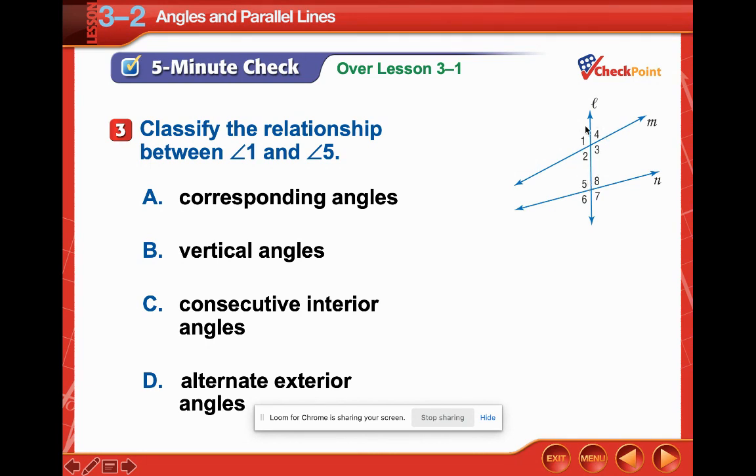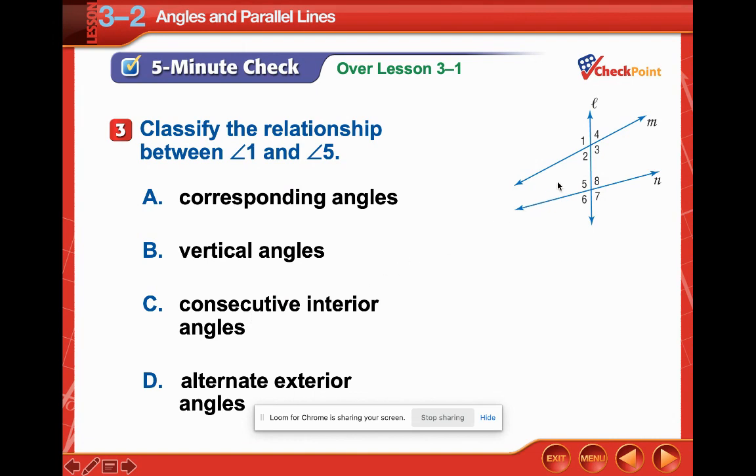Not only that, but you can look at this and say this is the intersection 1, 2, 3, 4. 1 is on the top left-hand side. This is the other intersection 5, 6, 7, 8. 5 is on the top side. So 1 and 5 must be corresponding angles. Vertical angles, those are the ones that are crossed. So vertical for angle 1 would be 3. They're vertical angles, and 5 and 7 are vertical angles.